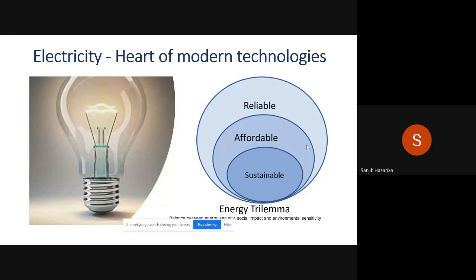Second one is affordable. People should be able to buy that electricity and use it. If it is costly, then I think there will be a limitation on how much it can be used. And then the last one is sustainable. It should be friendly to the environment. It should not impact socially or create too much problem for citizens or the general population.